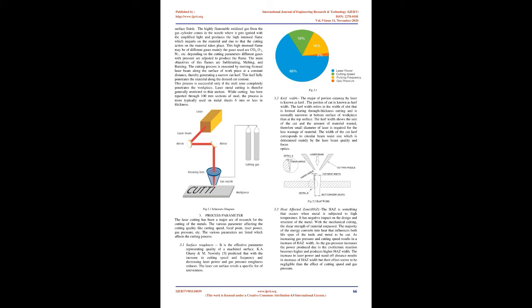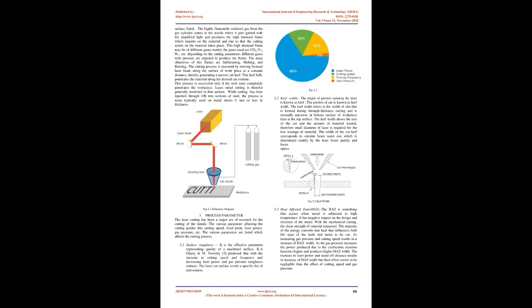3. Process parameter. The laser cutting has been a major area of research for the cutting of the metals. The various parameters affecting the cutting quality like cutting speed, focal point, laser power, gas pressure, etc. The various parameters are listed which affects the cutting process. 3.1 Surface roughness. It is the effective parameter representing quality of a machine surface. K. Agani and M. Nuishi predicted that with the increase in cutting speed and frequency and decreasing laser power and gas pressure, roughness reduces. The laser cut surface reveals a specific form of unevenness.